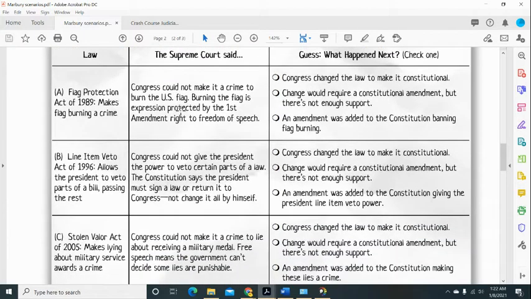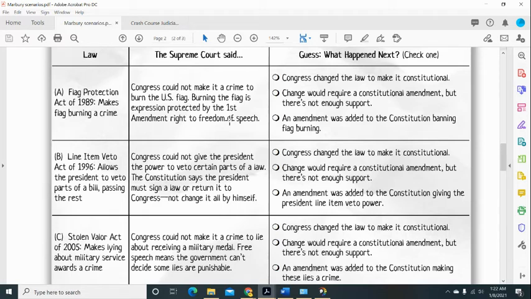Congress could... The Supreme Court said that Congress cannot make it a crime to burn the U.S. flag. So Congress has to act, and the change would require a constitutional amendment, but there's really not enough support for that. So in 1989, they ruled that flag burning is not a crime.